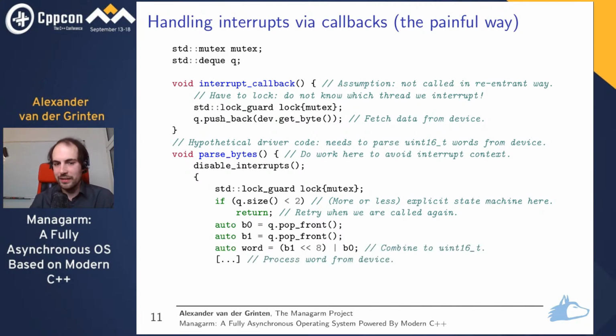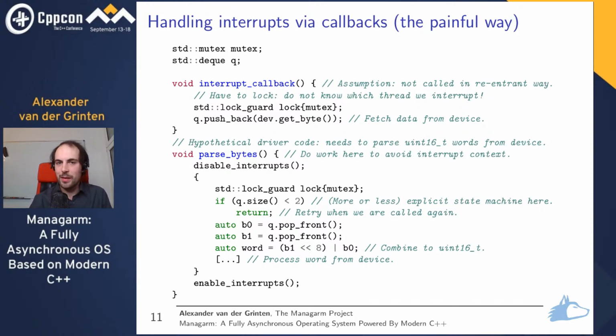Once that's done, we can do real work. We can get data from the queue, we compose it to a word by just using bit shifts, and then we process the data in some device-specific way, right? And at the end, we re-enable interrupts, which means that the interrupt callback can now be called again, and we can finally continue with other code. So what we see here is that as soon as you have signal handlers, or in this case interrupt handlers, you automatically get complex locking, which is really annoying.